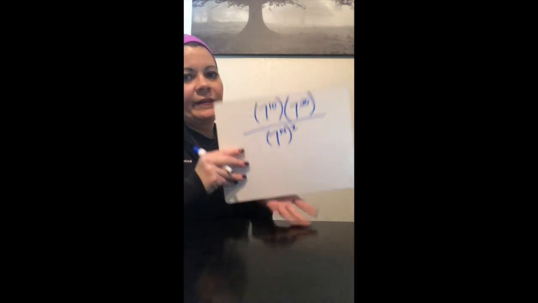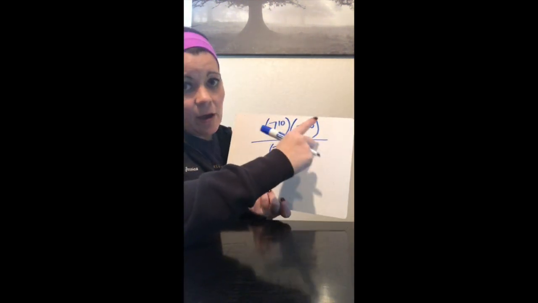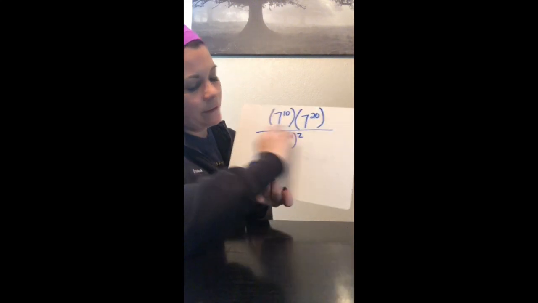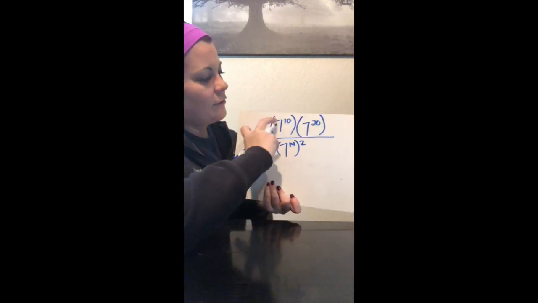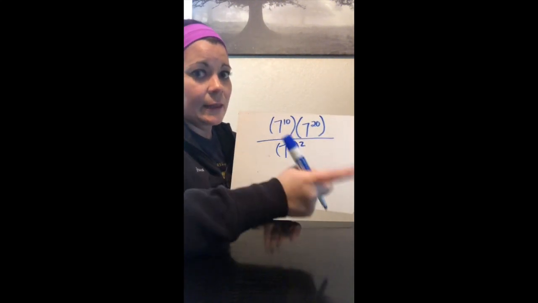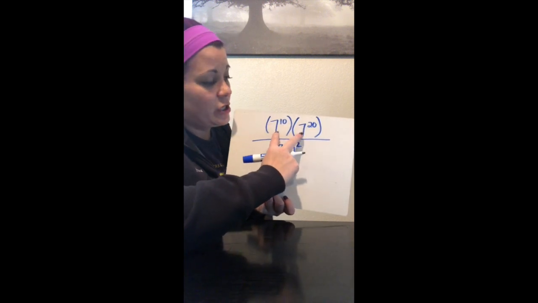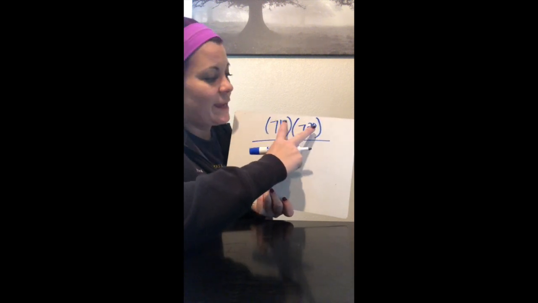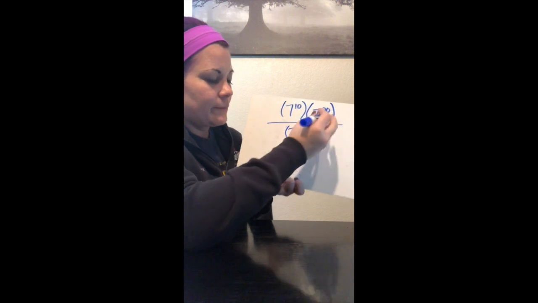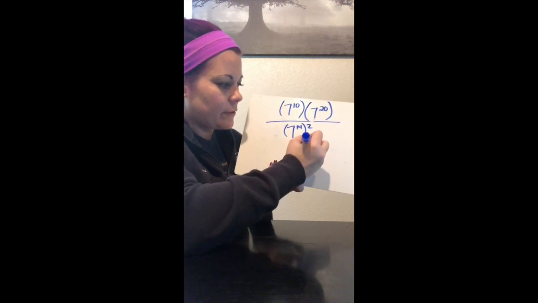Okay, so since this is divided by everything on top, you need to simplify the top and you need to simplify the bottom separately. So let's simplify the top first. This is the exponent property law of multiplication of the same base. That law said that we added the exponents. So 10 plus 20 is 7 over 30.